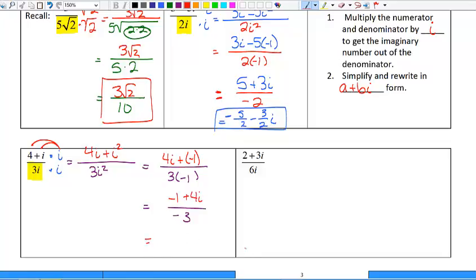And the last step is to write in a plus bi form, because this is really a plus bi form divided by a real number. So that's not really a plus bi form. So I'm just going to take -1 divided by -3, and that gets me 1/3. And then I have 4 divided by -3, which gets me -4/3 i. And that's my answer.